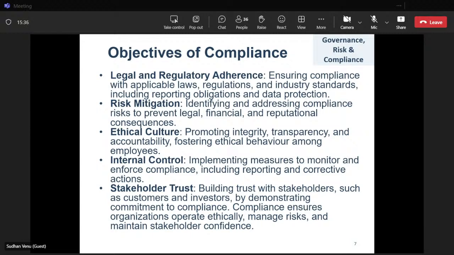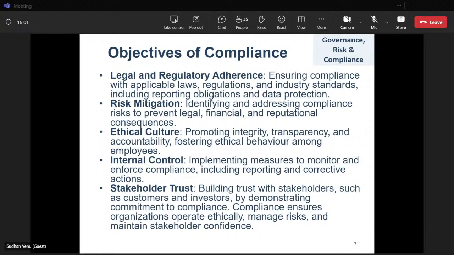And then the main objective of compliance is risk mitigation. Identifying and addressing compliance risks prevents legal, financial, and reputational consequences, and we have to carry out those risk mitigation activities. And we have to follow an ethical culture in terms of promoting integrity, transparency and accountability. And these are the ethical behaviors among the employees.